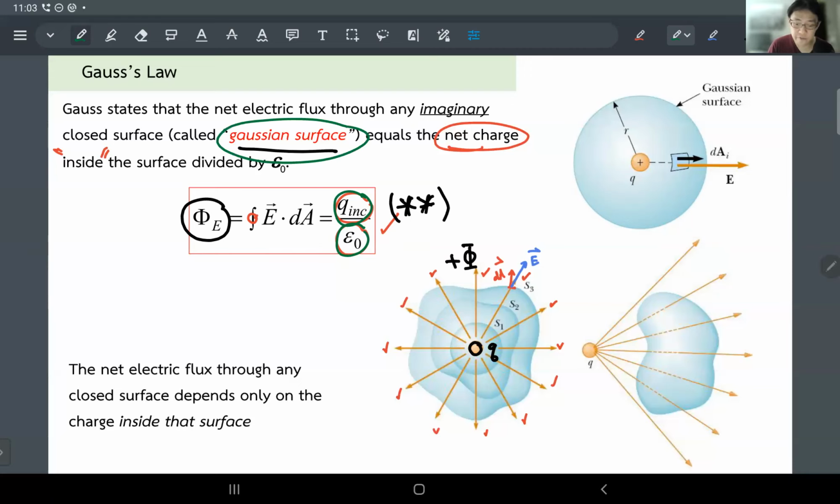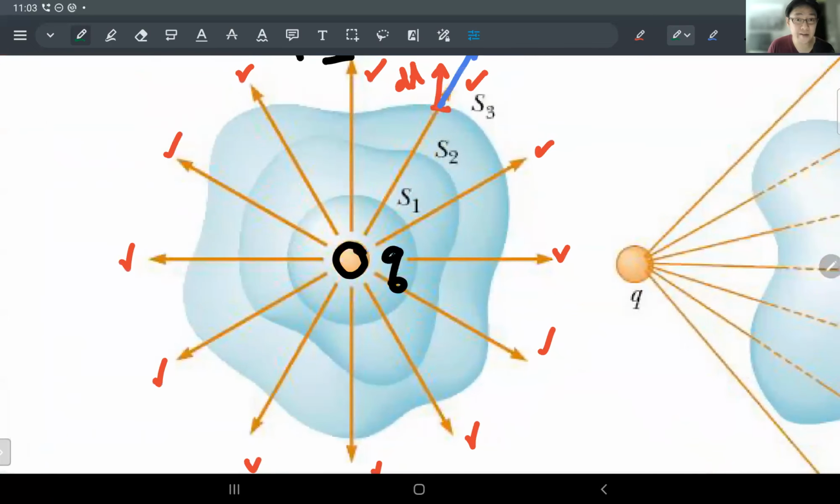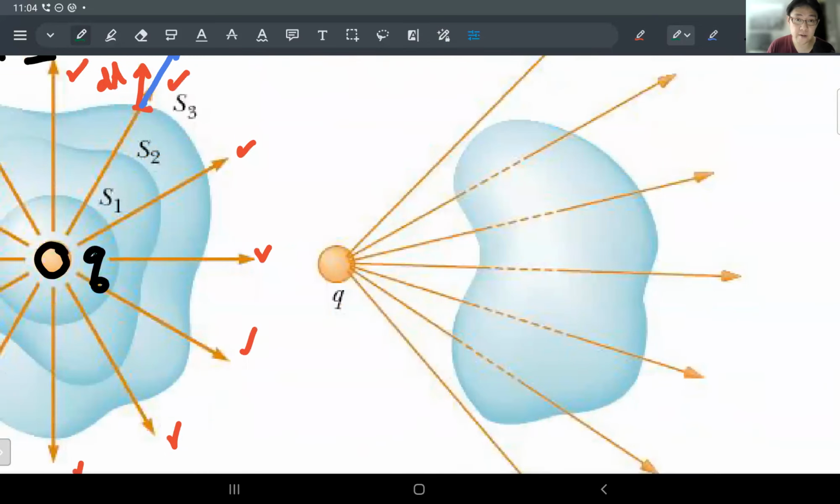So that means you have the freedom to choose any surface you like. It doesn't change Gauss's law. That's why S1, S2, S3, you can do S4, S5, or however weird the shape of your surface is going to be, as long as it's wrapping the charge Q inside, you're going to get the same amount of flux. Try again on the right, guys. What do you think will happen? What is the net flux on this Gaussian surface that looks weird?